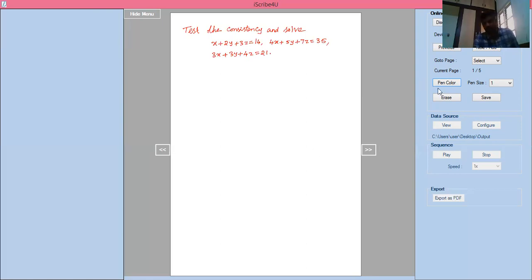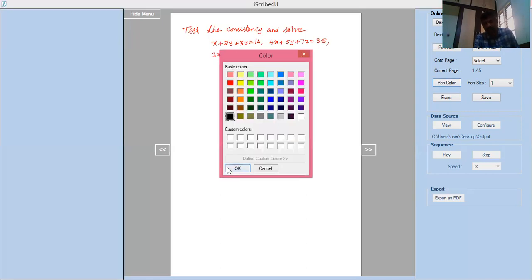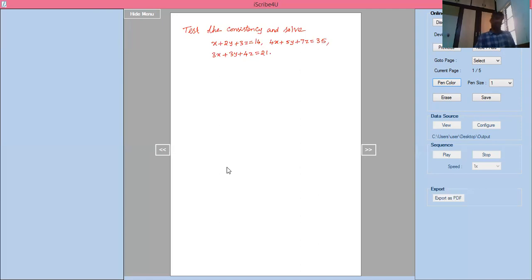So how do you write here? Also test the consistency they are giving, so we have to check whether it is consistent. If it is consistent, we have to prove what kind of solutions it has. So first I can take the augmented matrix in the form [A|B]. The augmented matrix is [A|B]: 1, 2, 3 | 14; next 4, 5, 7 | 35; 3, 3, 4 | 21.